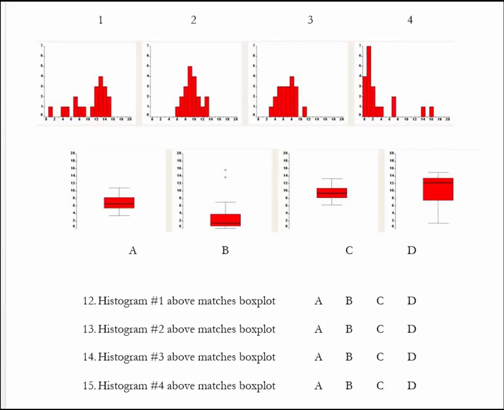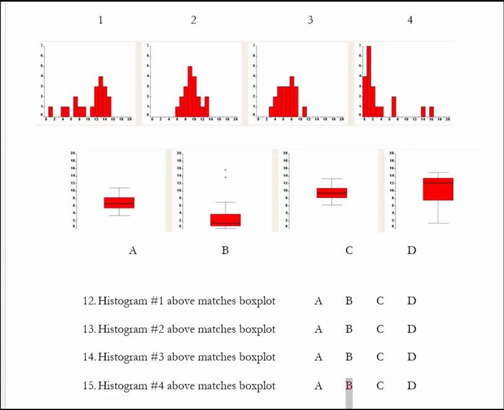Okay, so in this one, probably the first thing that sticks out to me is that I have one that has two outliers on it, and clearly I've got two outliers on here and everything else at the bottom. So number 4, I'm going to go ahead and mark that as B.